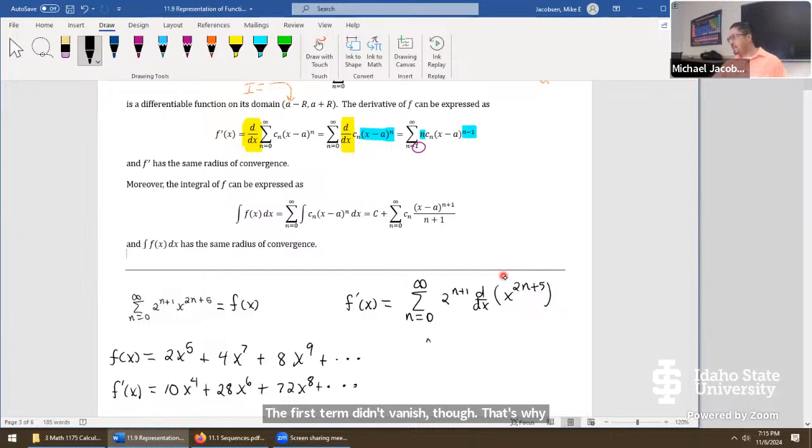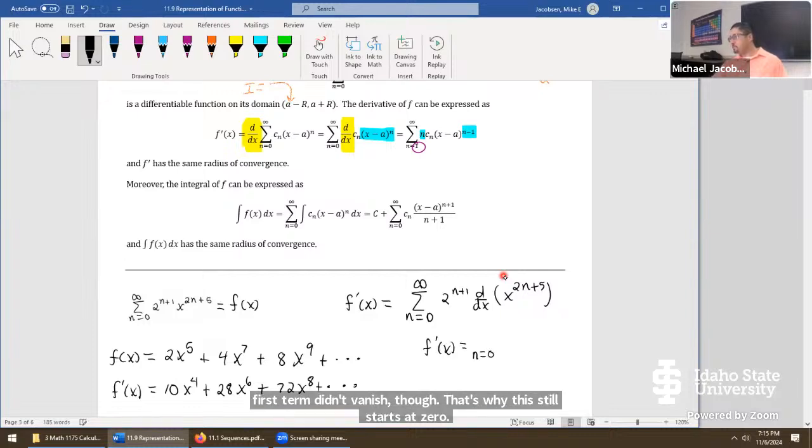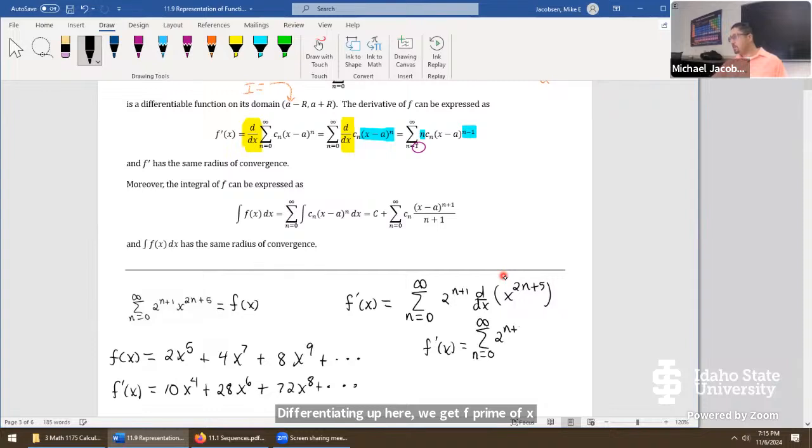Differentiating up here, we get f prime of x is a summation from 0 to infinity, to the power of n plus 1. The derivative of this x would take the 2n plus 5 portion and make it a coefficient. New power on x is 2n plus 4 altogether. So that's our new power series.